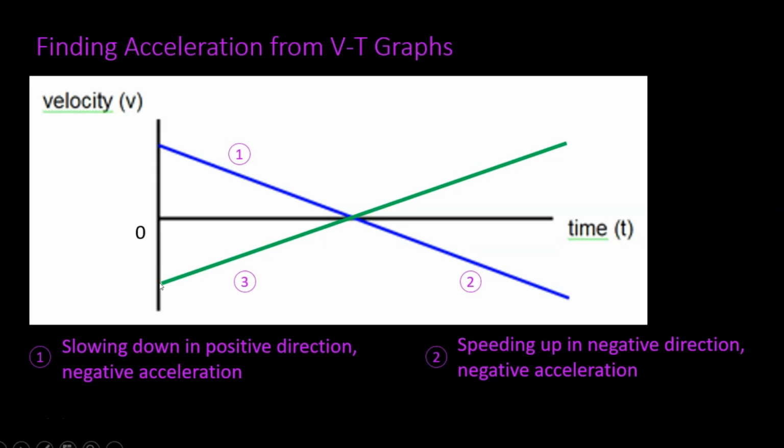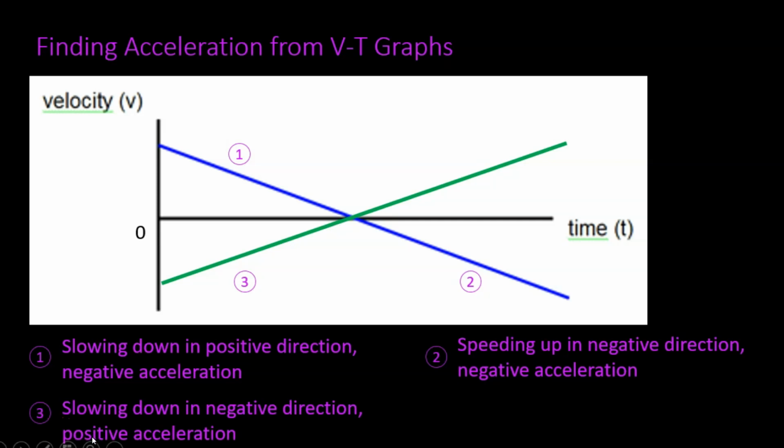Let's look at another line. This line starts in the negative region and it moves up into the positive region as time goes on. The first half of this, the negative region portion of this line, I'm going to call region 3. If we look at this, the velocity is slowing down. So we start out at a relatively high velocity, and as we go on, we move towards the time axis. That means that we are reaching 0 at the time axis. So we are slowing down, moving in the negative direction. That means we have a positive acceleration.